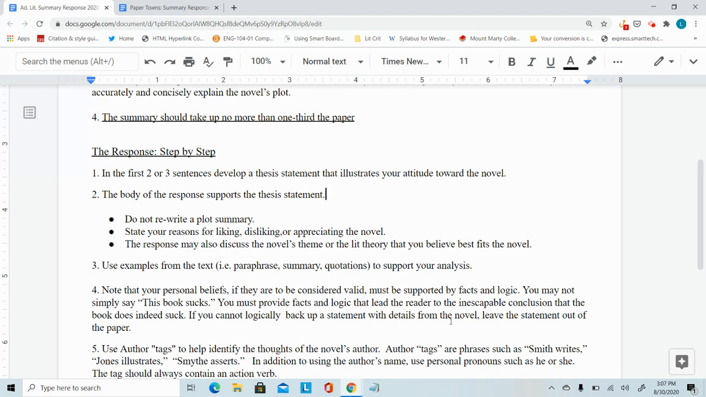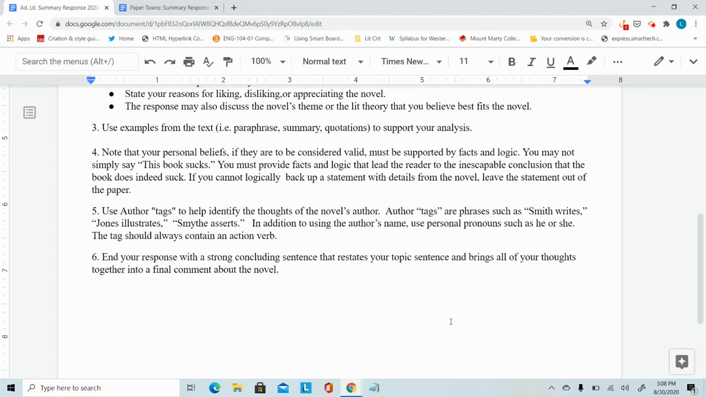You may want to discuss the novel's theme, the characterization. You may want to discuss the lit theory. You may want to discuss whether the novel does a good job as a detective novel or a fantasy novel or some other sort of thing. You may discuss that this is or is not a young adult novel or not a good example of adolescent literature.